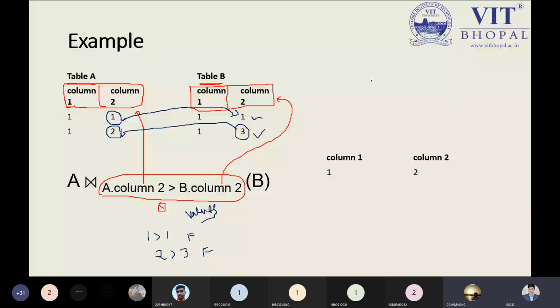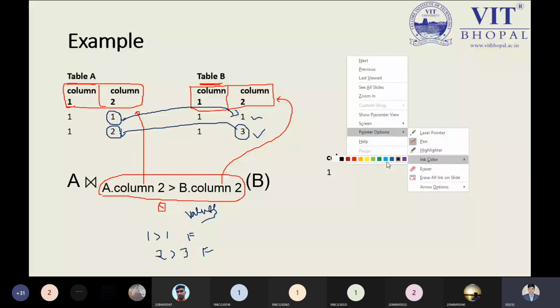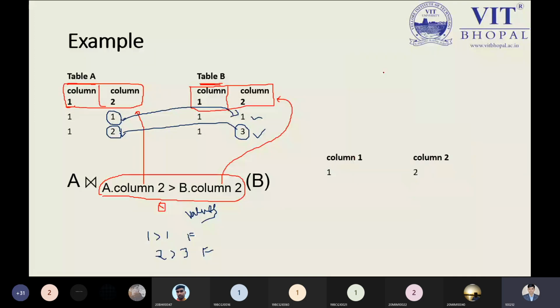Yes, sir. Okay. So after this point, what we have to do? We have to do something properly. So let us understand the next part in a simple way. If I'm writing this way, A natural join, but this is not the natural join, I'm using theta. So A theta join B. So what is the condition? The condition is already written over here.